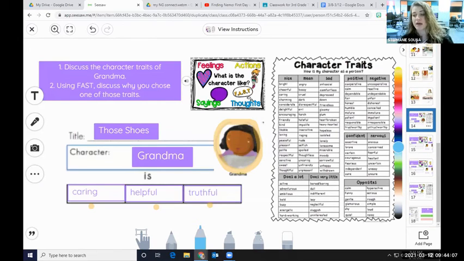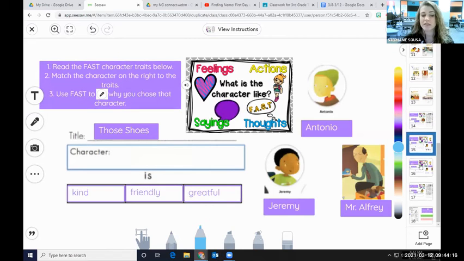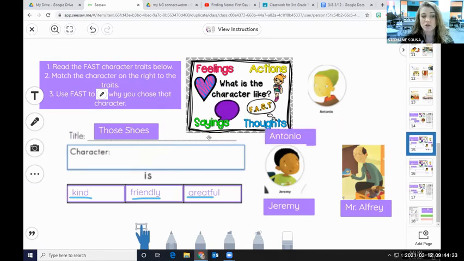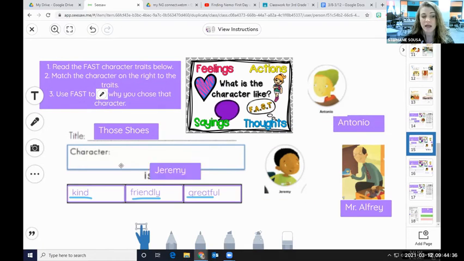Very good. Okay. Today, you are going to complete slides 15 through 18 for independent work. On slides 15 and 16, you are going to take a look at the character traits that are already there. So slide 15, this character is kind, friendly, and grateful. You are going to match the character on the right with that trait. So you can take their name and put it inside of the box if it's that character.